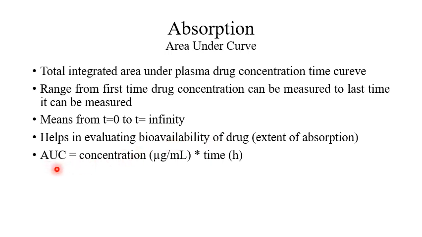Area under curve is also represented by an equation, and this equation is basically the multiplication of the concentration by time. It means the concentration of the drug present in the plasma at a particular time. So concentration in microgram per ml at a particular time in hours gives us the area under the curve.